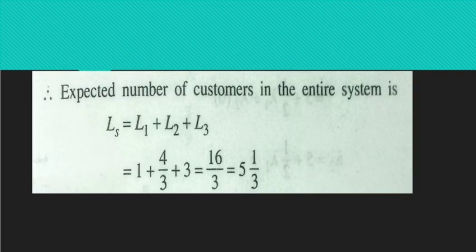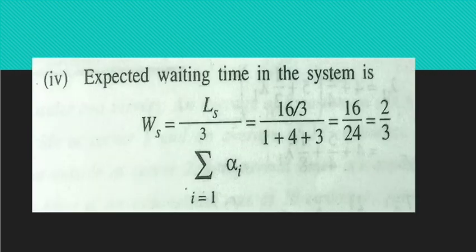The final result, expected waiting time in the system, we know the formula, LS by summation i equal to 1 to 3 alpha i. So if we substitute, we will get the answer as 2 by 3. Thank you.